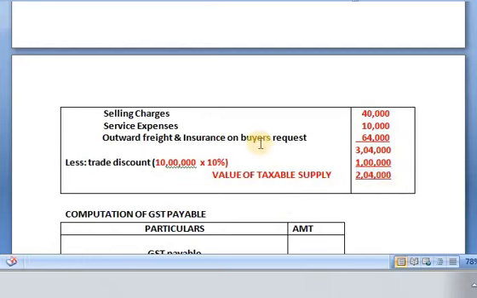Clear? By chance, if the selling price was not mentioned, what would we have done? We would have given 10% discount on this 3,04,000. But here, since they told us what price was put in the invoice, you have to give the discount on 10,00,000. So these are the changes from the previous problem and this is the current problem. Please note that particular change, okay?